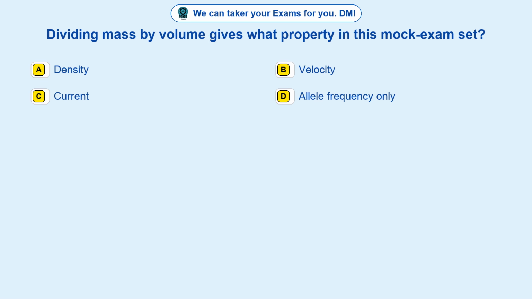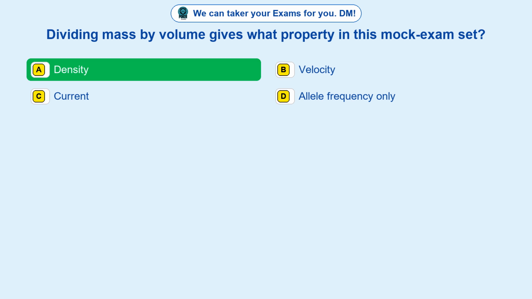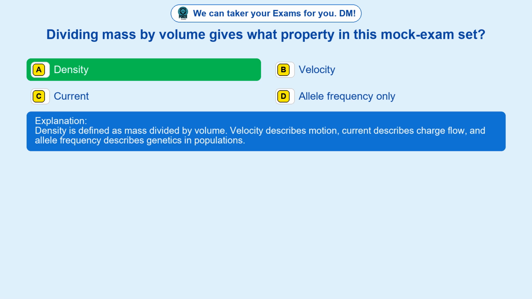Question 78. Dividing mass by volume gives what property in this mock exam set? Option A, density. Option B, velocity. Option C, current. Option D, allele frequency only. The correct answer is option A. Density. Density is defined as mass divided by volume. Velocity describes motion, current describes charge flow, and allele frequency describes genetics in populations.